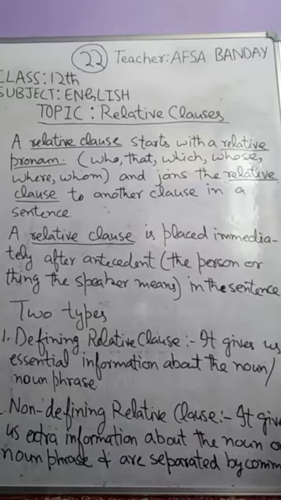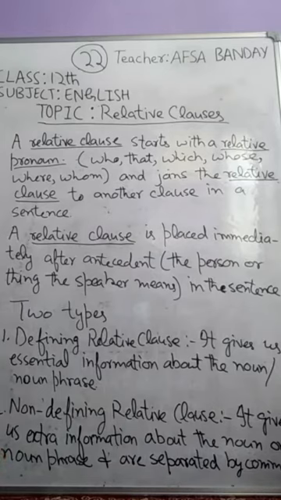A relative clause starts with a relative pronoun. Relative pronouns include who, that, which, whose, where, whom, and these relative pronouns join the relative clause to another clause in a sentence. Next, a relative clause is placed immediately after the antecedent. That means the person or the thing the speaker means in the sentence. When we mention that person or the thing in the sentence, immediately after that we start the relative clause, and a relative clause starts with a relative pronoun.